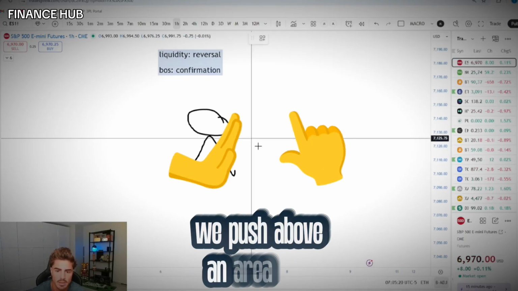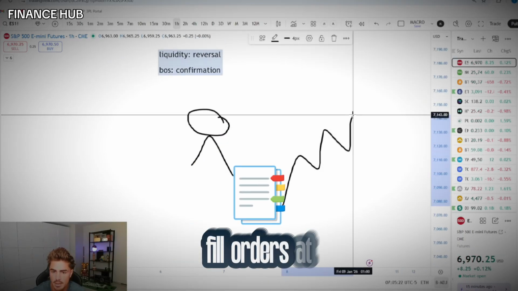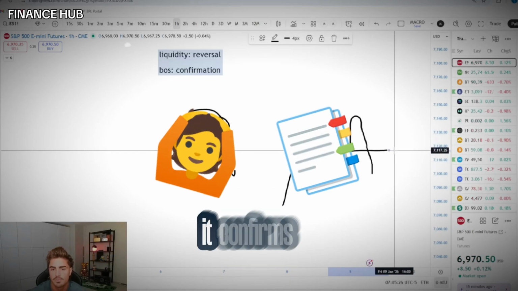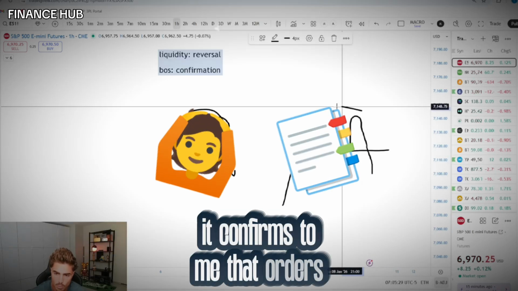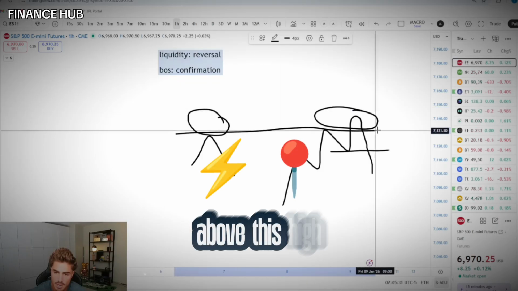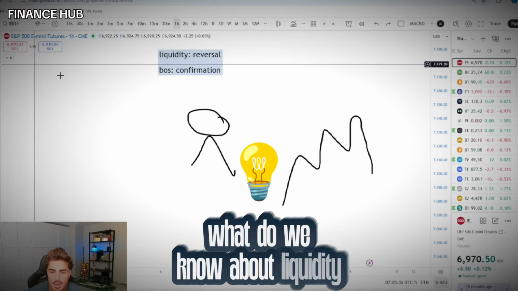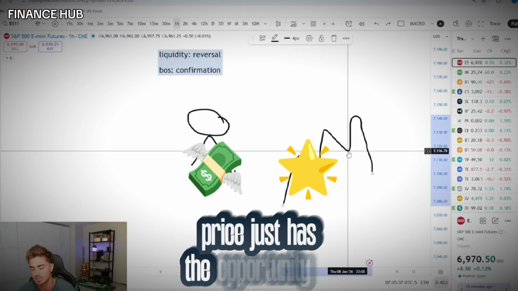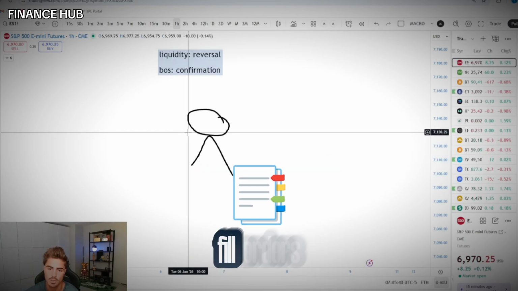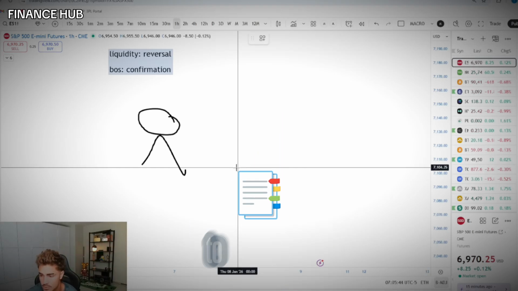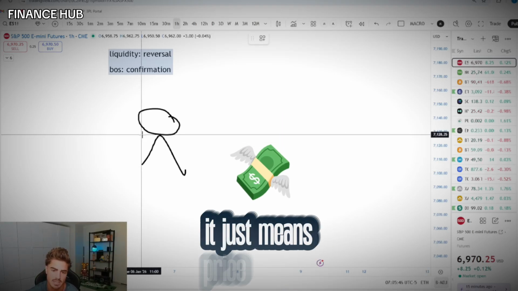We pushed above an area that we could potentially fill orders at. And then when we get the break of structure, what does that tell me? It confirms to me that orders were filled above this high right here, above the liquidity sweep. Because again, what do we know about liquidity? Price just has the opportunity to fill orders above highs and below lows. It doesn't mean that price has to fill orders. It just means price has the opportunity.